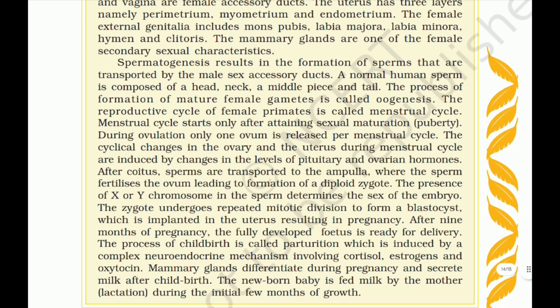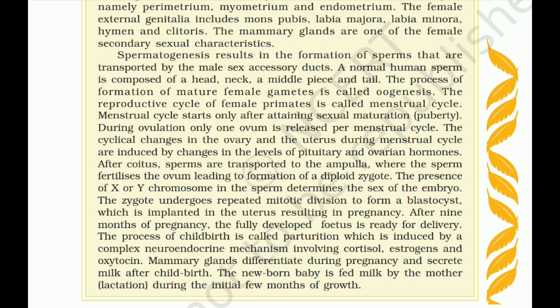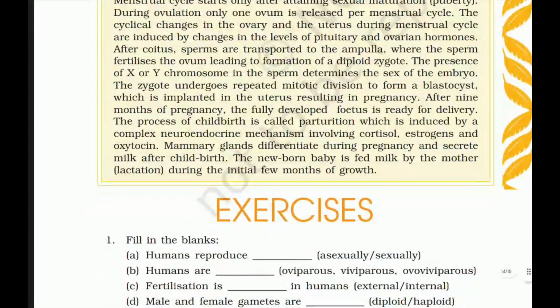The process of childbirth is called parturition, which is induced by a complex neuroendocrine mechanism involving cortisol, estrogens, and oxytocin. Mammary glands differentiate during pregnancy and secrete milk after childbirth. The newborn baby is fed milk by the mother, lactation, during the initial few months of growth.